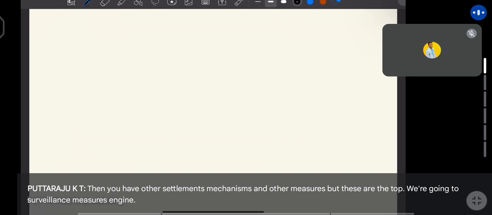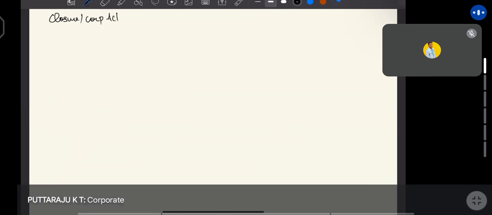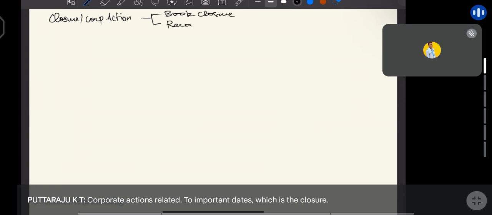So till now, you have seen closure and corporate actions related to important dates, which is book closure and the record date.